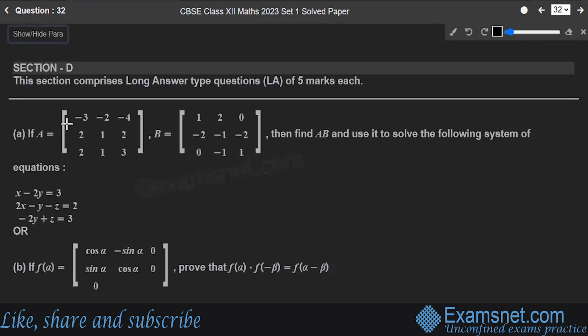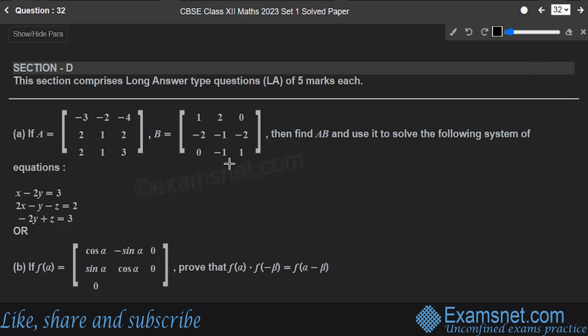So now we are starting with section D. This section comprises long answer type questions, and these questions carry 5 marks each. Let's go. So if A is this matrix, B is this matrix, you have to find AB and use it to solve the following system of equations. Or the second part, you have to solve this question. I'll go with the first question first.